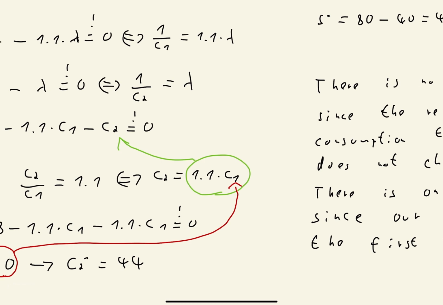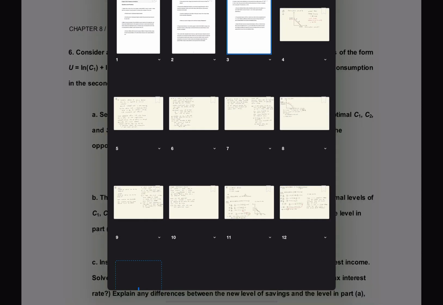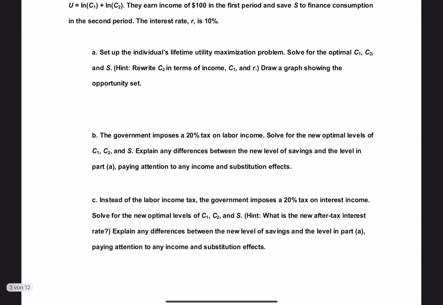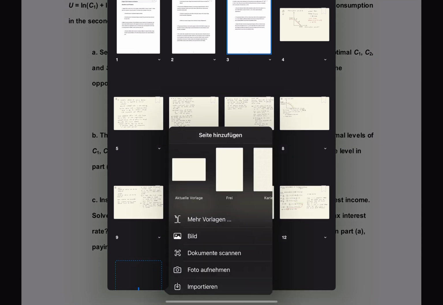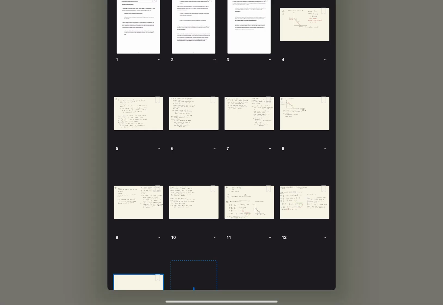This brings us to the last sub-exercise where now we have a tax on interest income. So no tax on labor income anymore, but there is a tax on interest income. And then we are again asked to derive the solution for this case. And as you can already think, a tax on interest income will change the relative price of consumption tomorrow and consumption today.